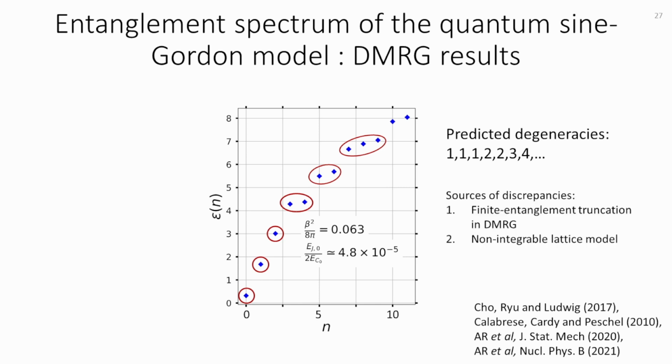And that has 2 sources of discrepancies. Firstly, there is some finite truncation, a numerical effect, but there is a more unavoidable discrepancy source, which is the non-integrable nature of the lattice model. This, for instance, would not be true for the XYZ spin chain regularization, where the model will have perfect degeneracies, exactly these degeneracies throughout the spectrum.